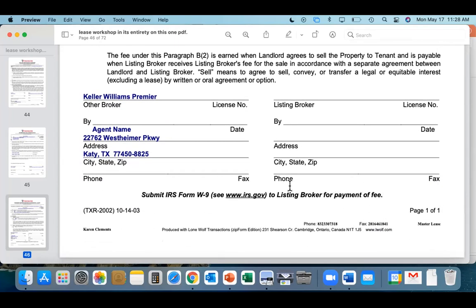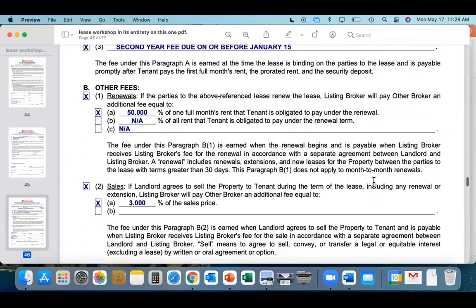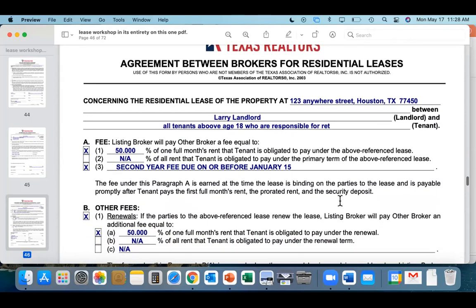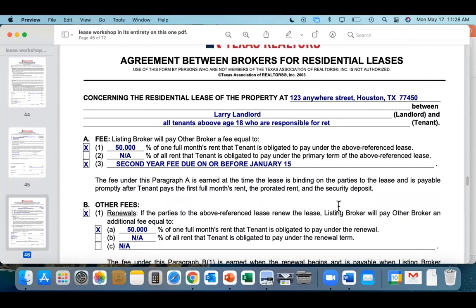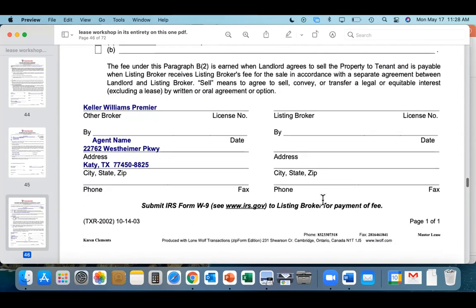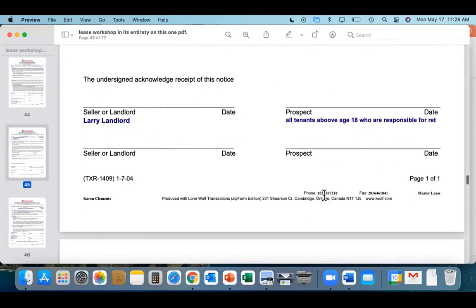And right on the bottom, what does it say? Submit IRS form W-9 to the listing broker for payment of fee. So these two, the W-9 and this, go hand in hand. They're like Siamese twins, they can't be separated. They go together: the W-9 and the agreement between brokers.